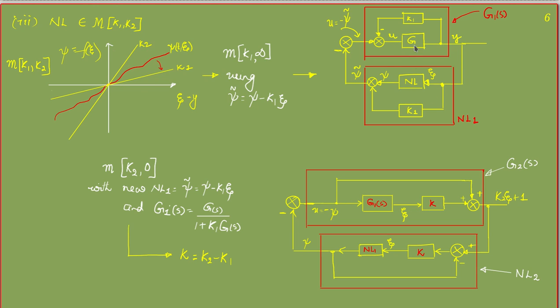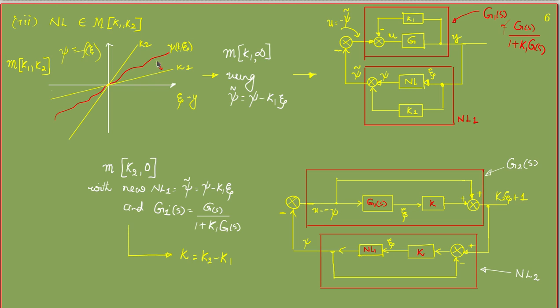what changes do I have to make? I have to make it as G1 of S. G1 of S is equal to G of S divided by 1 plus K1 into G of S. The first change that I have to make is on this nonlinearity one, using this K1. So I get G of S divided by 1 plus K1 into G of S.